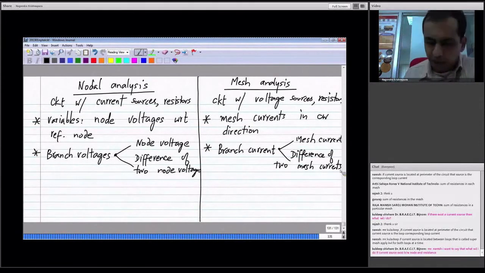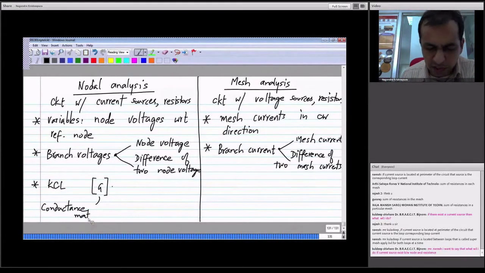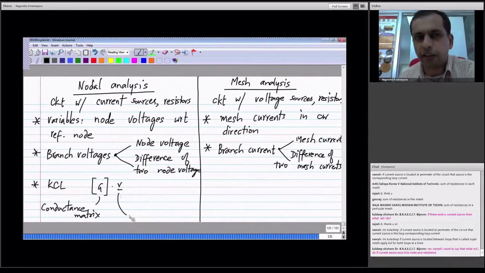And finally, if you write out the KCL equations and group the variables and so on and write it in this neat matrix form, you will get conductance matrix times the vector of node voltages. So this is the vector of unknowns, okay. So this V with a bar underside denotes a vector, and vector is nothing but a matrix, but it has only one column, okay.